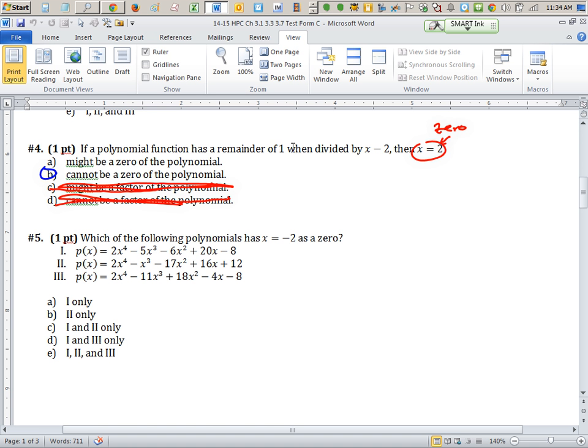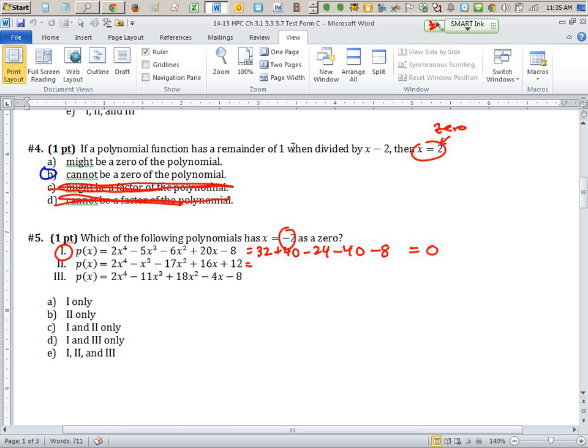Do you know the difference between a 0 and a root factor? See? Which of the following polynomials has x equals negative 2 as a 0? You could just plug negative 2 into each of these. The first case, you get 32 plus 40 minus 24 minus 40 minus 8, which is exactly 0. And so this definitely works, okay, because it gave us 0.